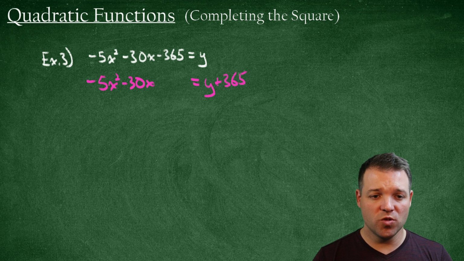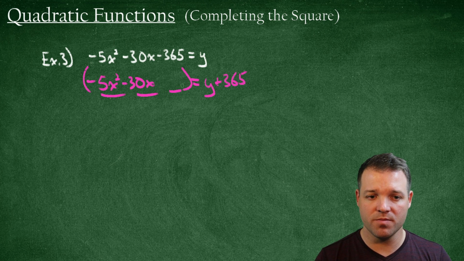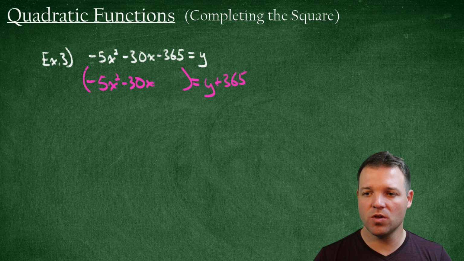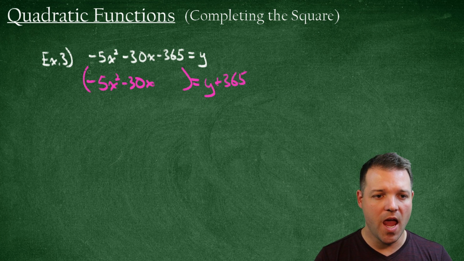So I've got some room now. I need to go ahead and put in my parentheses because this is going to end up being 3 terms. But I need to go ahead and pull out a, which in this case is a negative 5. So I'm going to pull out a GCF of negative 5. So that means I have negative 5 times x squared.